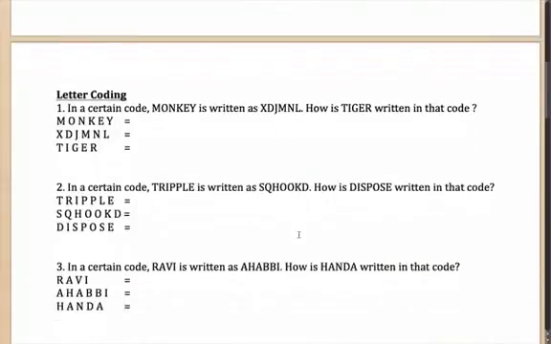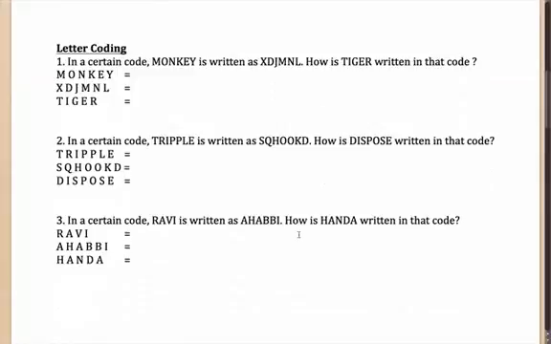To begin with, let us look at a sample of letter coding problems. You can pause the video here. I will continue with the solution. Okay, so the solution is as such.